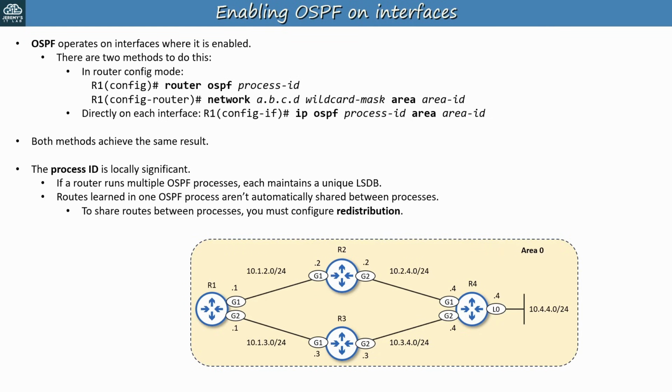Redistribution isn't an ENCOR topic, but it's the process of sharing routes between different routing protocols or between different processes of the same routing protocol. All of the examples we look at will use a single OSPF process, so just remember that the process ID is locally significant. It doesn't have to match between routers for them to become OSPF neighbors.